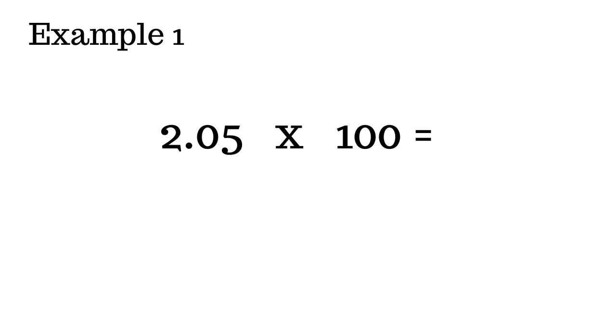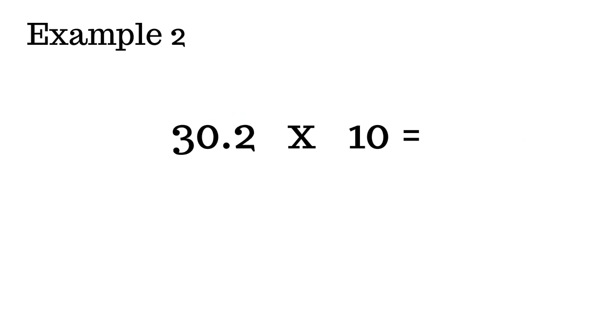Example 1, 2.05 times 100. We will move 2 places to the right because 100 has 2 zeros. 1, 2. That gives us 205.0, which is equal to 205. Example 2, 30.2 times 10. 10 has just 1 zero, so we will move 1 time to the right. That gives us 302.0, which is equal to 302.